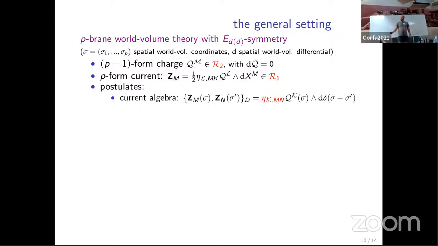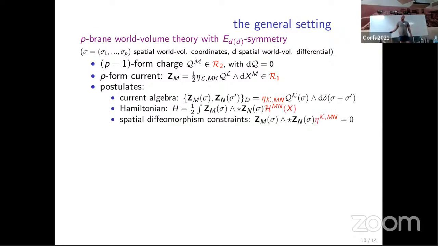Then the postulates are that the current algebra, the Poisson structure, will look like that. We have, again, this eta symbol determining the Poisson structure contracted with this charge. The Hamiltonian and the spatial diffeomorphism constraints are defined in basically the same way. We will have multiple diffeomorphism constraints, so we have a free index here, and we have a generalized metric as well.